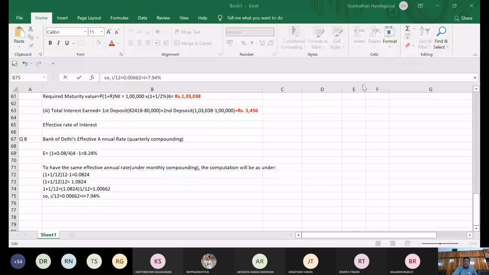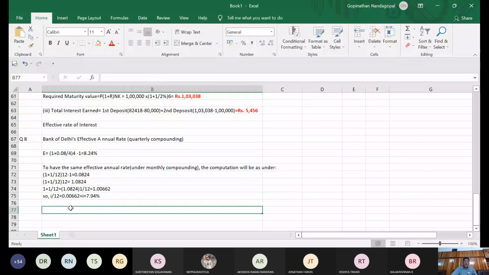Quickly tell me, what is the effective annual rate of both banks? The question is for you.